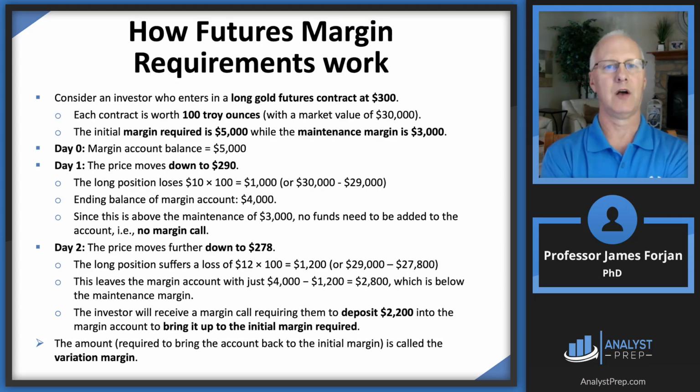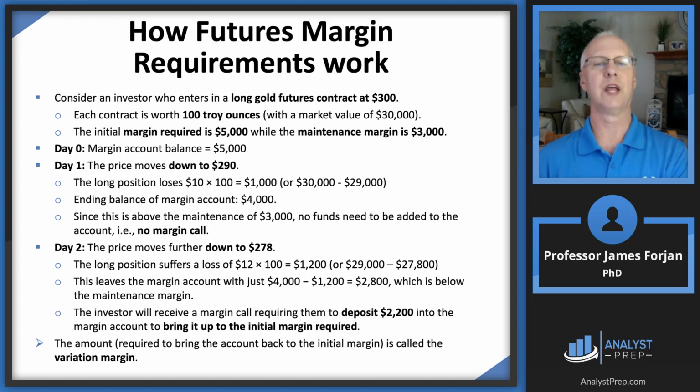Now, let's take a look at how these futures margin requirements work. Let's suppose we have an investor who takes the long position in a gold futures contract at $300. Standard amount of the contract is 100 troy ounces.